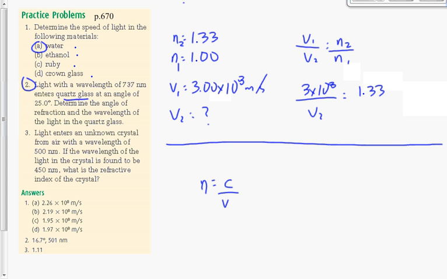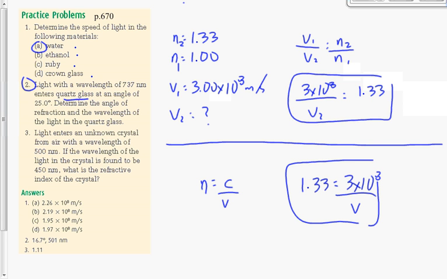We just need to know what medium we're in. We're in water. The index of refraction of water is 1.33. The speed of light in a vacuum is 3 times 10 to the 8. The speed of light in water is v. Take a look at my method versus the method that the student who asked for extra help this morning used. It's the same thing, isn't it? It ends up giving us the exact same thing.